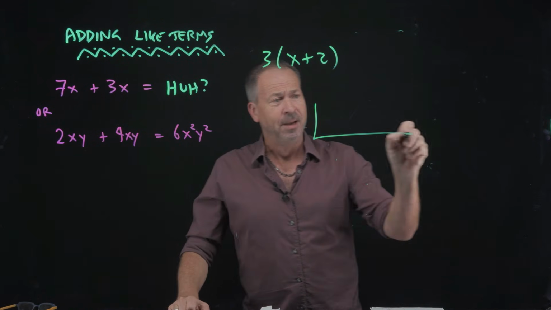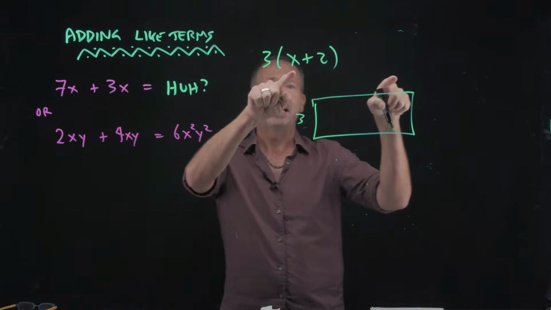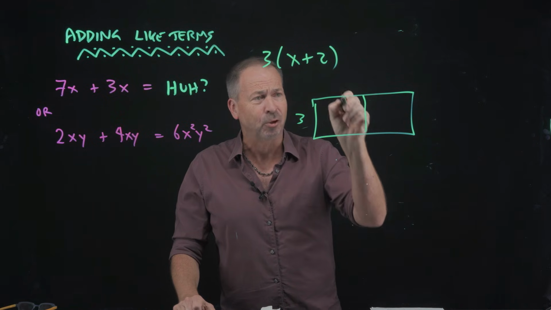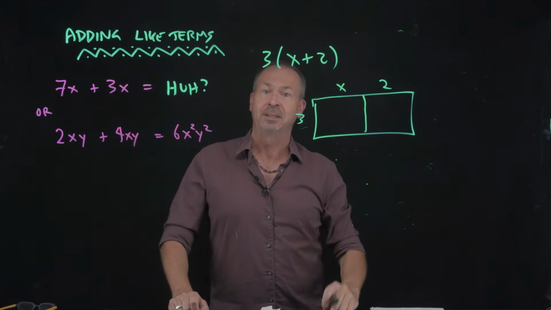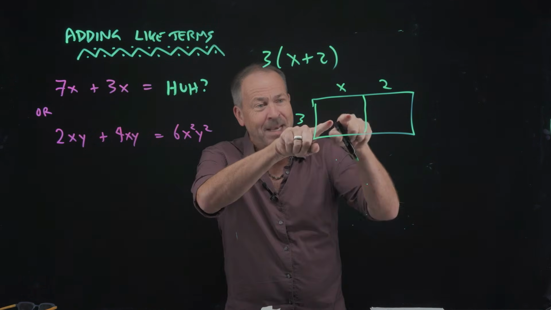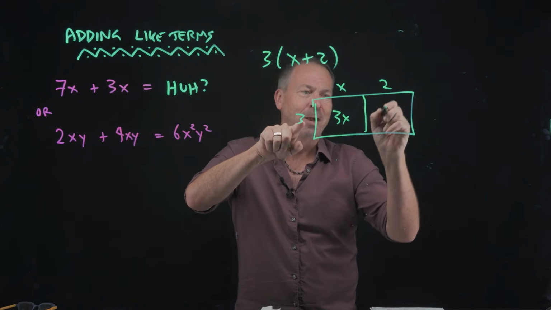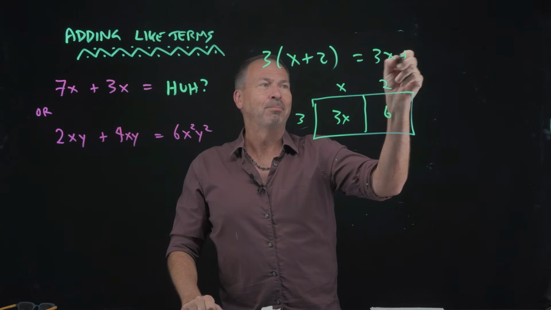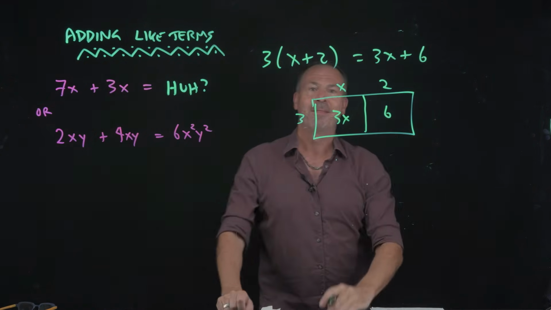I'm going to think of a rectangle that's 3 inches by x plus 2 inches, and it seems natural to chop that into x inches and 2 inches explicitly. In which case, I've got this piece, which is 3 by x. This piece is 3 by 2. This must be 3x plus 6. I just see it right there.